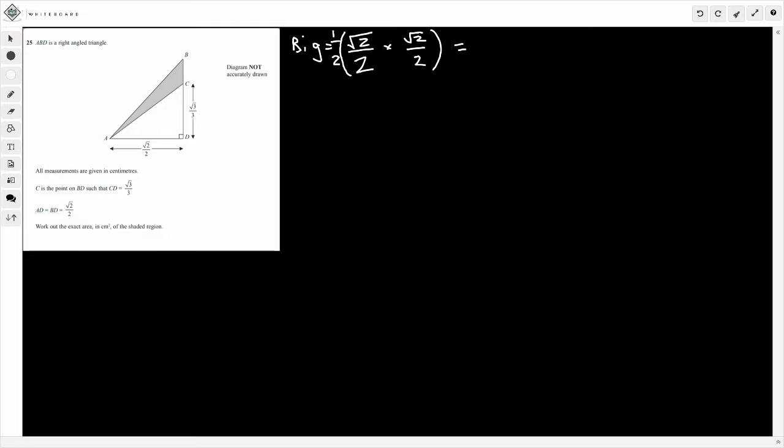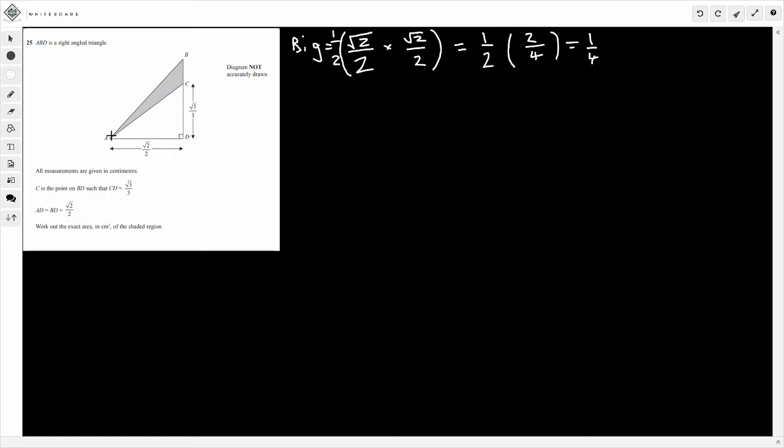So root 2 times root 2, well that's just going to be 2, so this is a half times 2 over 4, which is half of a half, so that's just going to be a quarter. That's just 1 times 2, which is 2, 2 times 4 is 8, simplify it, you get a quarter. So that's the big triangle, so we know that's the full area.